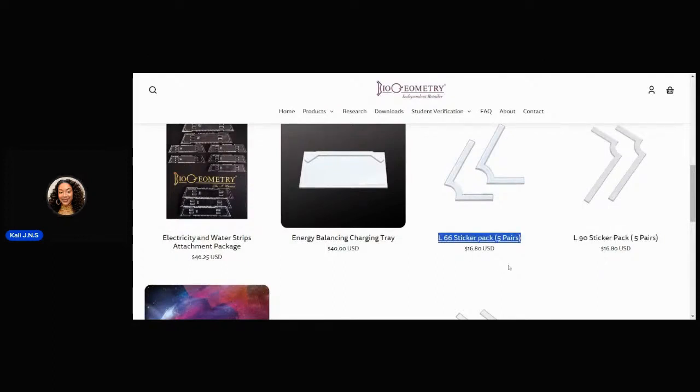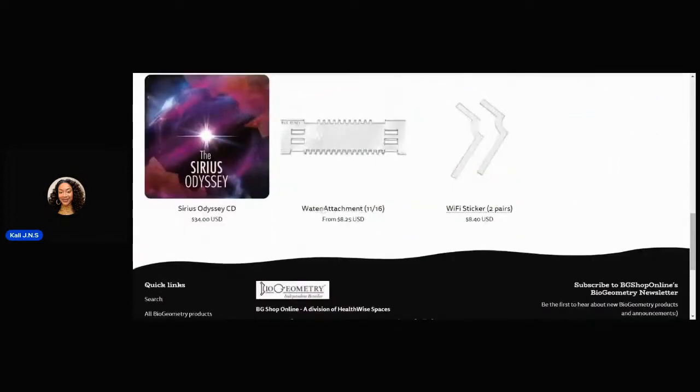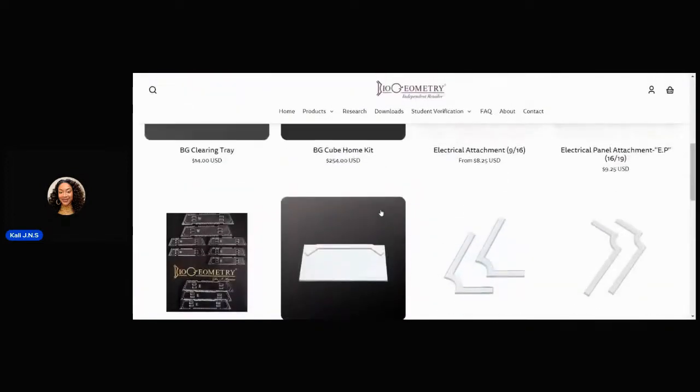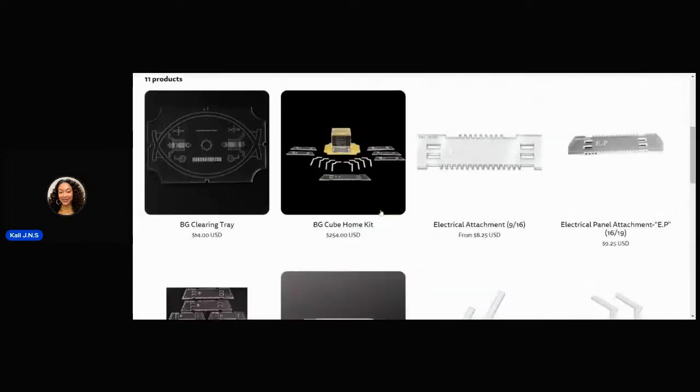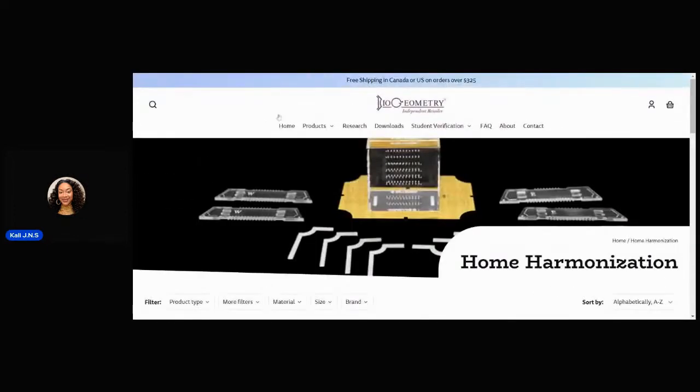You put that on your cell phones. You put that on the Wi-Fi router boxes. You put the L90 sticker on the Wi-Fi box. Okay. I got a water attachment. So there are different solutions. It's not all, like, oh my gosh. And this is the clearing tray. You put the cube on the clearing tray to balance. And this is what they were doing in Egypt. This is not something made up. You can go right to them pyramids yourself and measure negative green energy. Let's look, if you want to measure. Let's see. Measure negative green device.